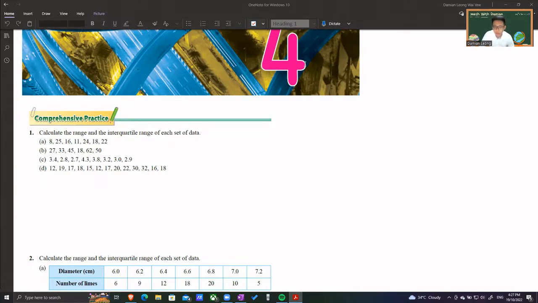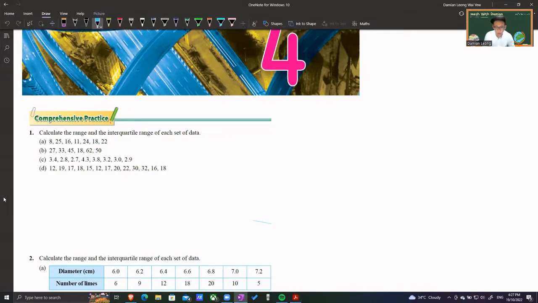Range and interquartile range is quite easy to find. Range is very easy. It's just the largest number minus the smallest number. While for interquartile range, we have to take the upper quartile minus the lower quartile, or the third quartile minus the first quartile. So in order to find the quartiles, we need to first arrange all these values in ascending order.